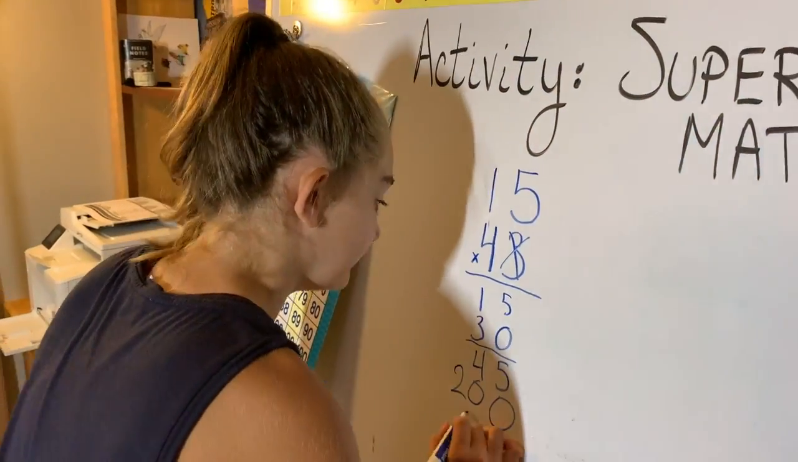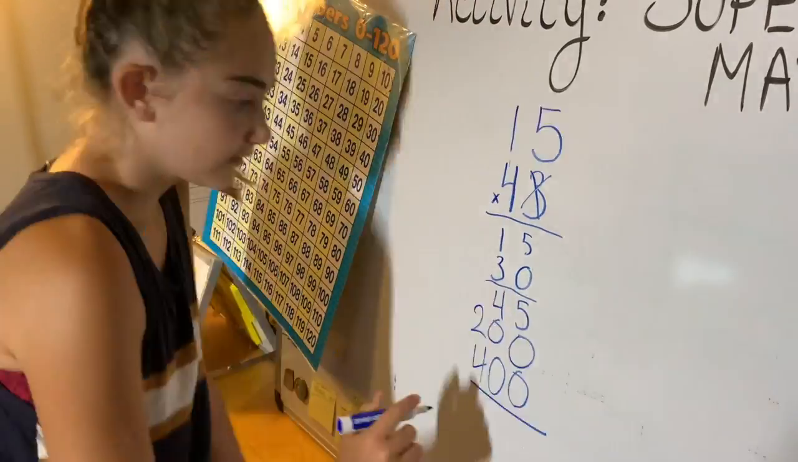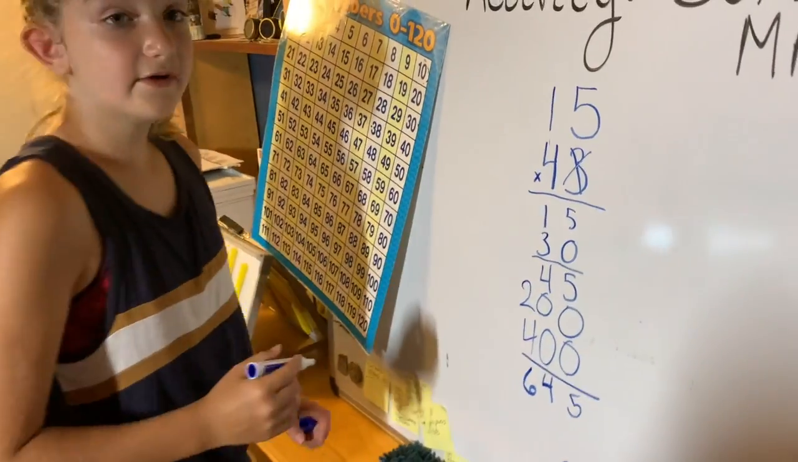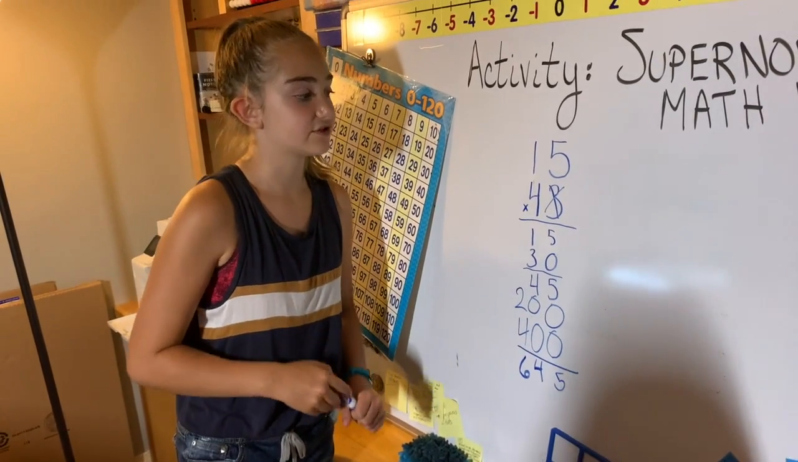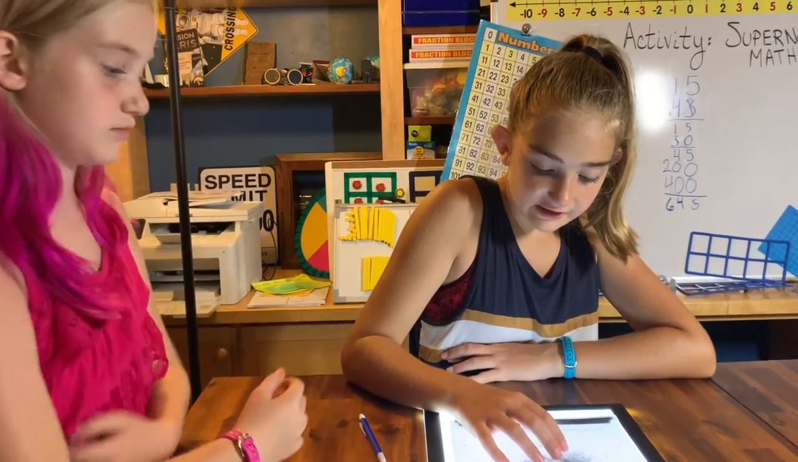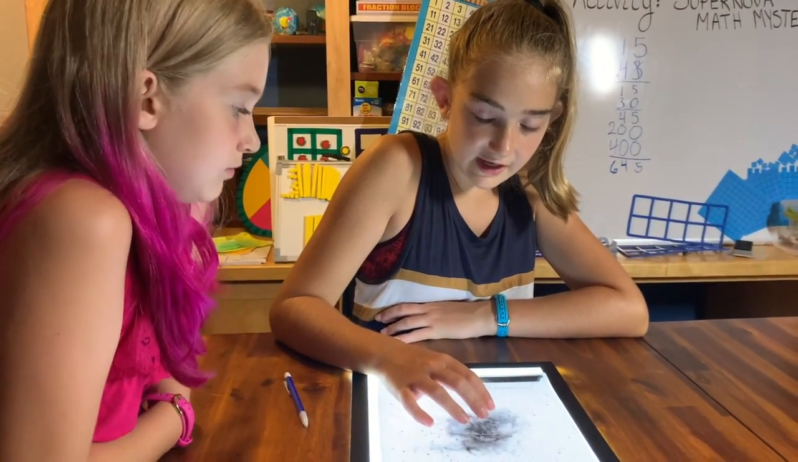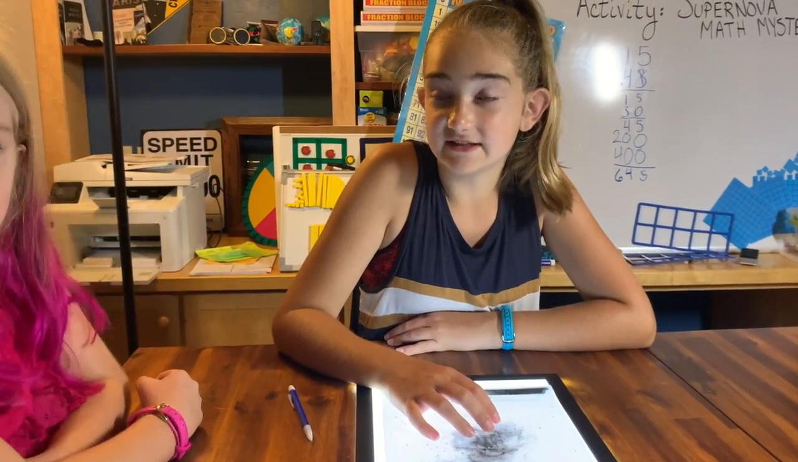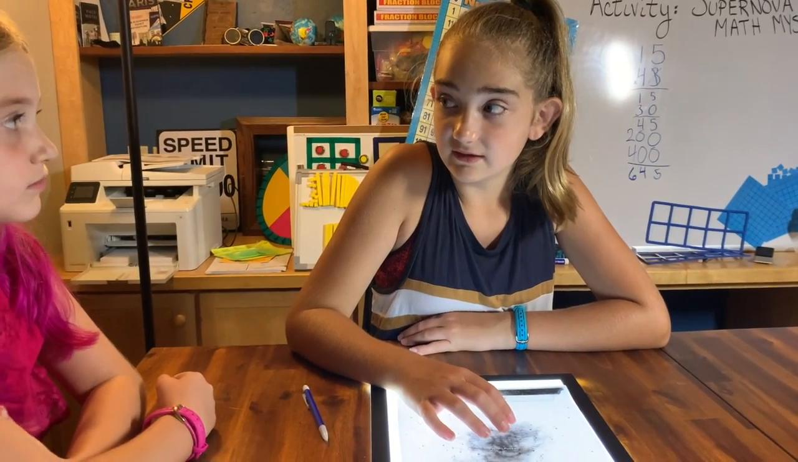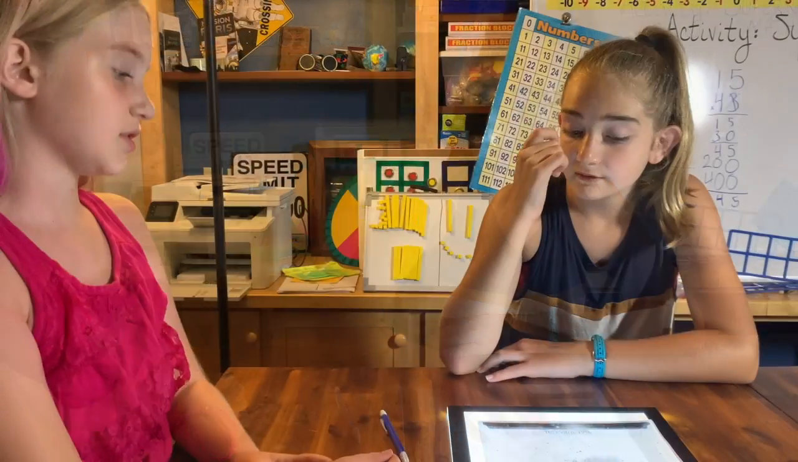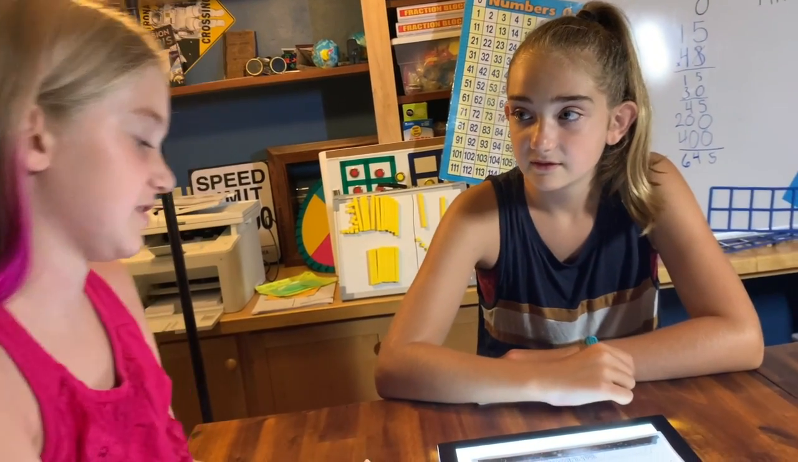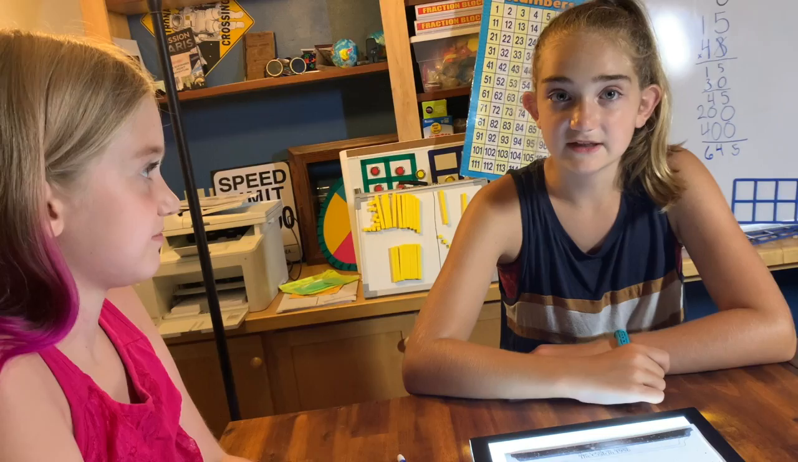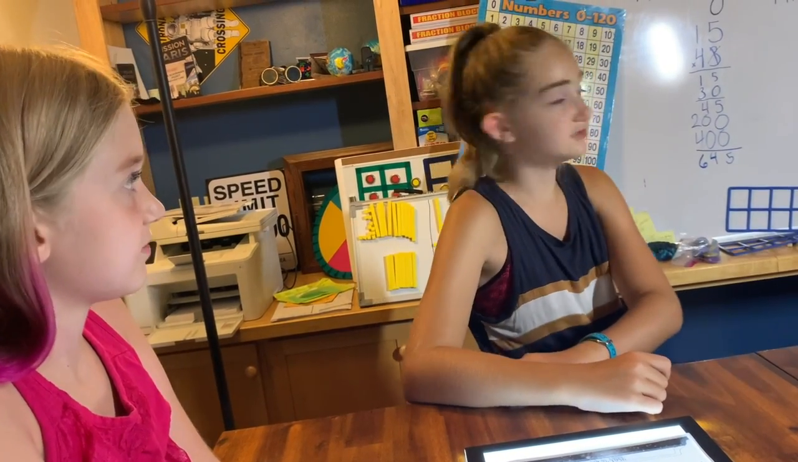All right, so we got 645 as our answer to 15 times 43. So wait, is our starting date 1956 or is it 1999? Is it 1999? Yeah, because it would be 1999 minus 645.